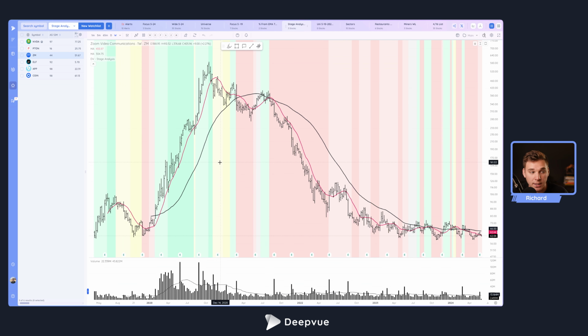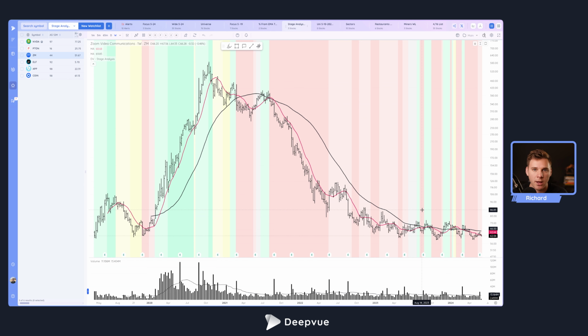Zoom, again, really nice, another textbook example, started the stage 2 way back in February of 2020 and advanced strongly until the stage 3, 477%. Stage 3 started here, highlighted in yellow, and then we started the stage 4. It was a little bit sloppy here. This stage 3 can be more extended and can last quite a while, and then the stage 4 really took hold. Even from the undercut of this low down here, we've declined considerably off the highs. We were down about 78%, and now we're back in a stage 4/stage 1, where maybe we're forming a base near these lows, but we haven't yet started a new stage 2 uptrend, which you'd be waiting for if you're looking to get involved in Zoom.